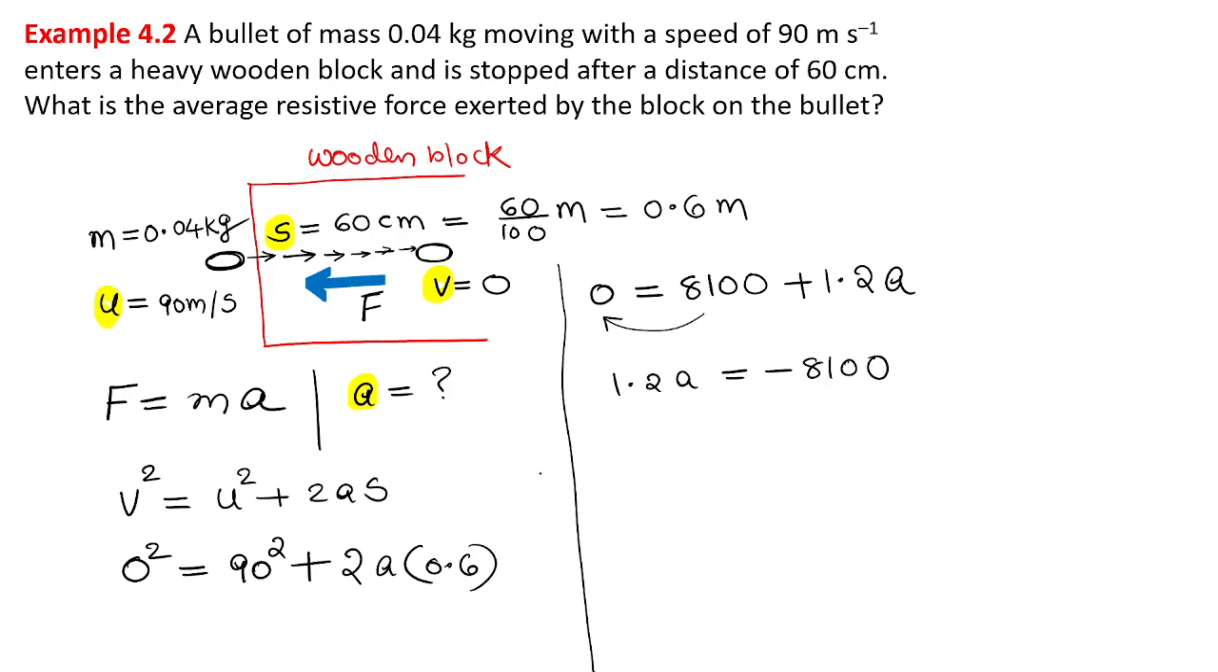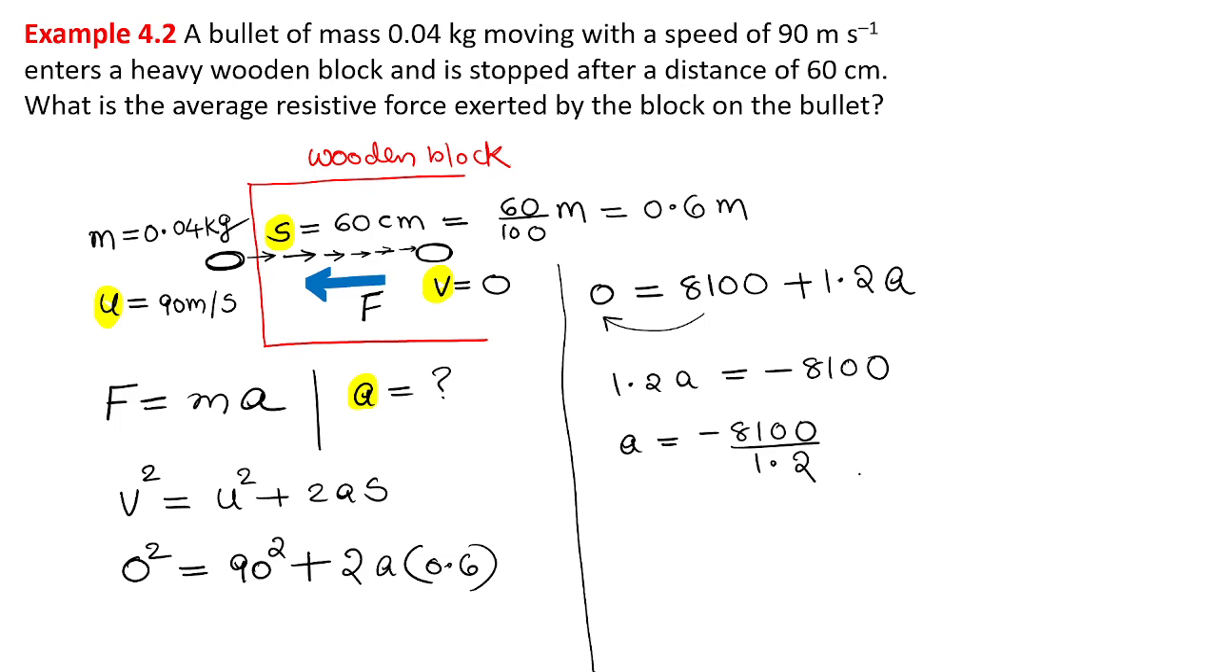I want acceleration because I want force. 1.2A equal to minus 8100. You must take care of the unit. Unit is very, very important. So acceleration is minus 8100 by 1.2. Is that okay? Trisha, Diya, clear?